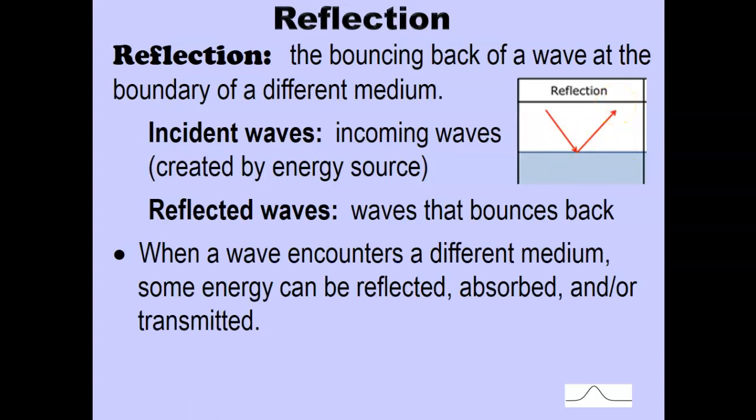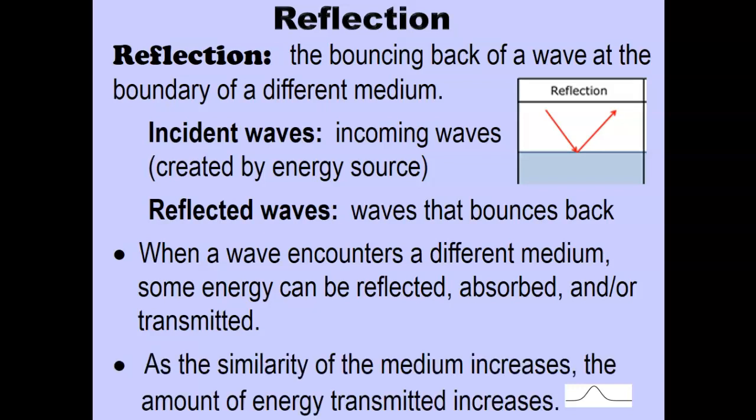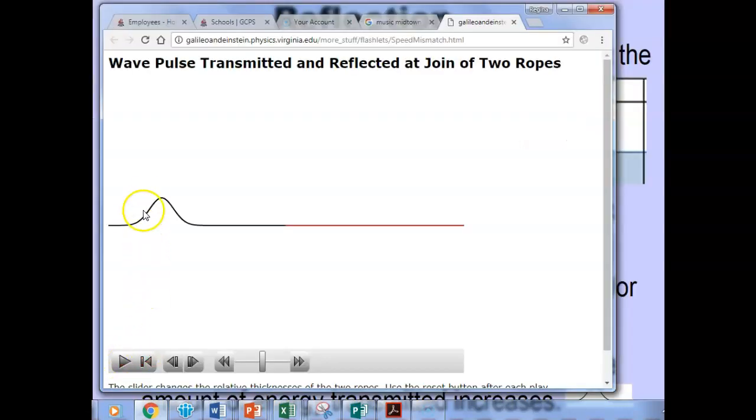When a wave encounters a different medium, some energy can be reflected, some can be absorbed, and some can be transmitted. It just depends on the makeup of that medium. As the similarity of the medium increases, the amount of energy transmitted also increases. So let's take a look at this animation very quickly. All right, so here we see very similar media.